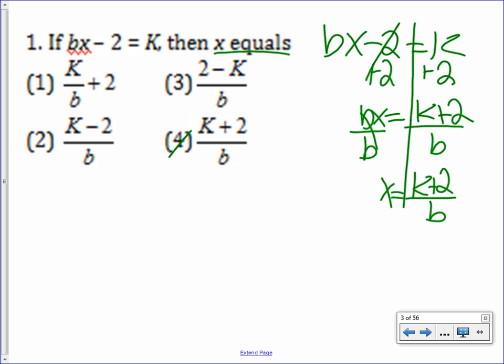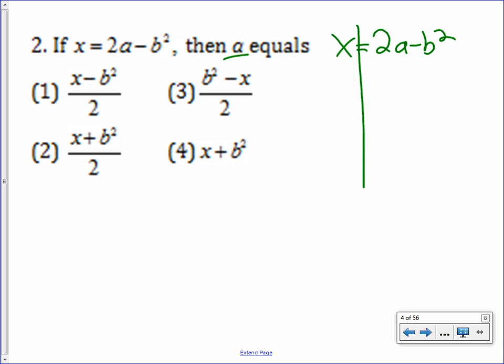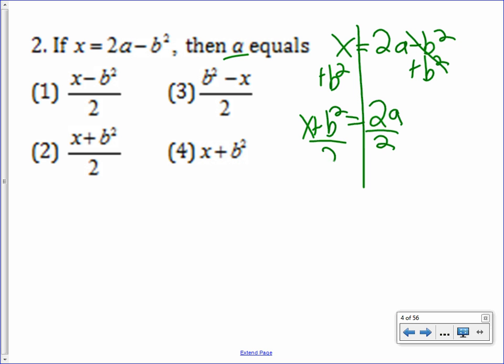The next example is pretty much the same type of question. This time it wants a equals. So I add or subtract first. I can't combine like terms, so I leave it as (x plus b) squared. I divide last, and I get a equals ((x plus b) squared) over 2.